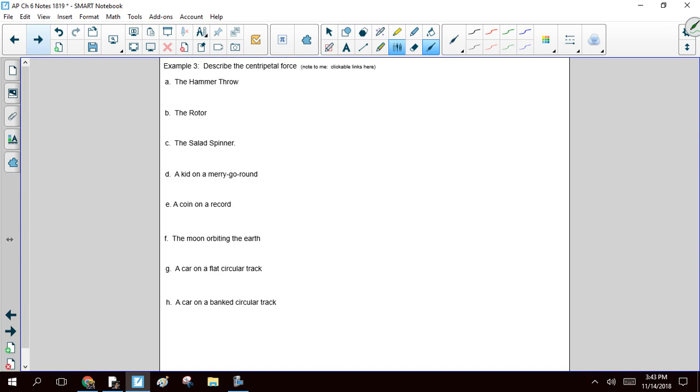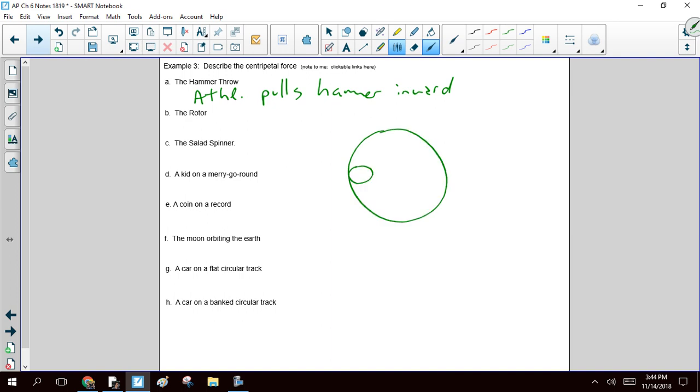Some examples we talked about were the hammer throw, right? We had the athlete pulls the hammer inward, just like pulling the bee inwards. On the rotor, if you remember, it was a ride like a giant tin can, top view, you're looking down at this thing. So here's the top of your head. At this instant, you're going this way. You can't keep going that way because the normal force from the wall pushes you inward. Okay, so on the rotor, we would say that the centripetal force was equal to the normal force from the wall. All right, for the hammer, we would say the centripetal force is the tension in the chain.